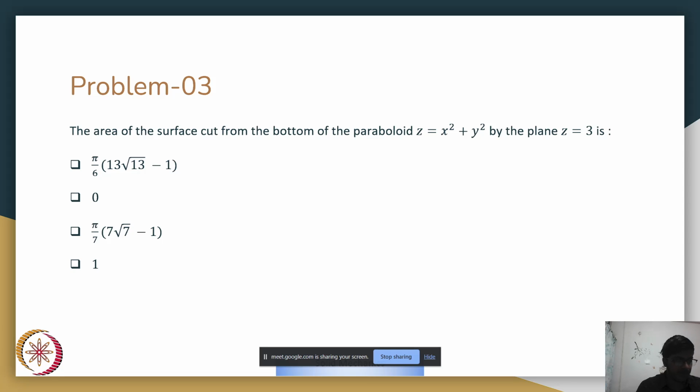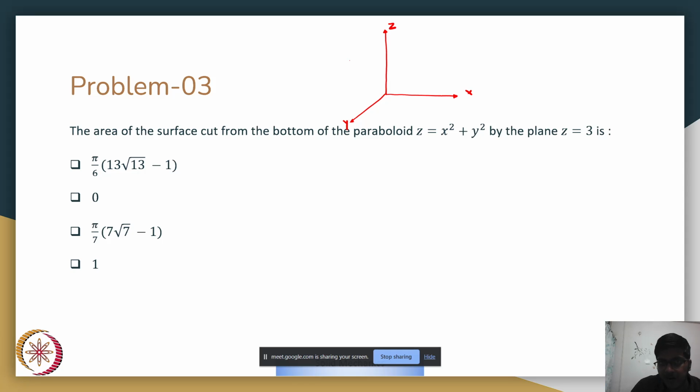Okay, so now we move to the third problem. We are asked to calculate the area of the surface cut from the bottom of the paraboloid z equal to x² plus y² by the plane z equal to 3. Draw this as my z axis. That's my x axis. This is my y axis. This is my z axis.